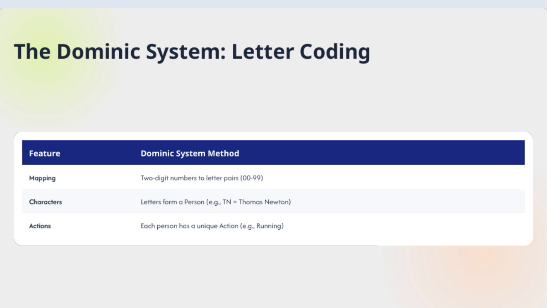All of these elements come together in what's called the mapping process, where we assign specific meanings or images to numbers and letters. And the key method we're focusing on is the Dominic system, which is a well-known technique for creating these associations systematically. Finally, the core feature here is the Dominic system's letter coding, which helps us translate numbers into memorable characters or actions, making complex information much easier to recall. This system taps into our natural ability to remember stories and images, connecting everything back to the overall goal of improving our memory skills.